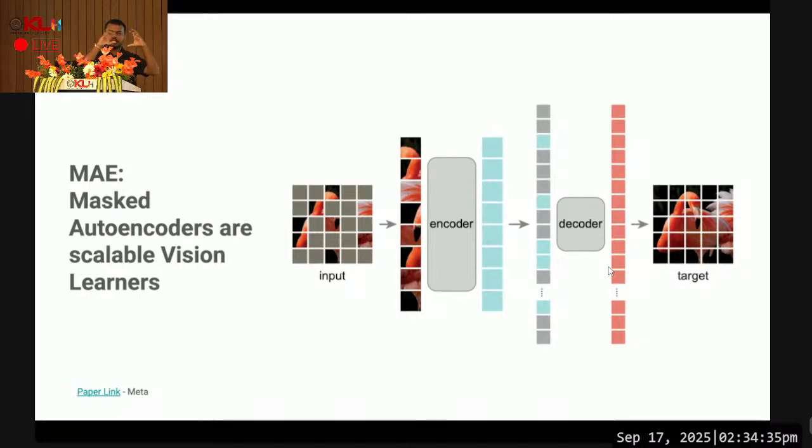So you take an image, you remove 75% of it, you pass it through the model, and your auxiliary task is to reconstruct the image back, right? So you take any image, you remove 75% of it, pass it through the model, and the task for the model is to reconstruct the image back. And that's the auxiliary task that the model learns during the process.